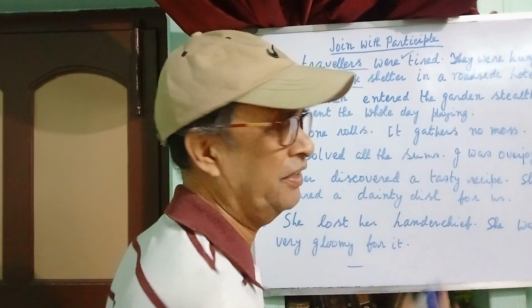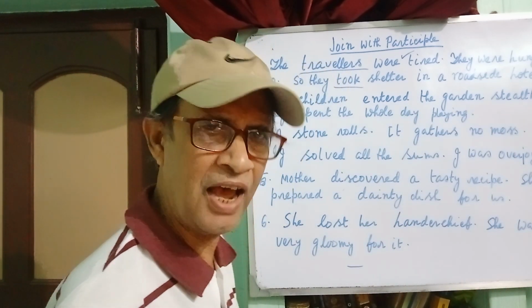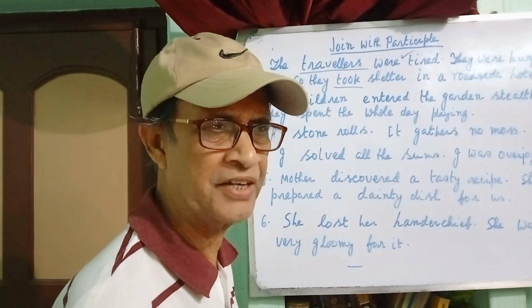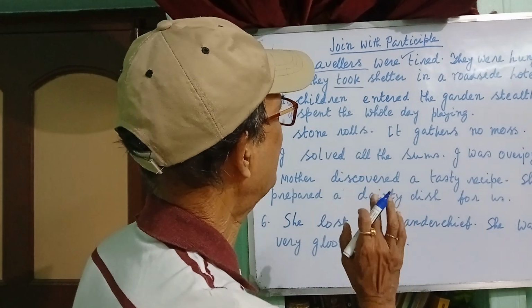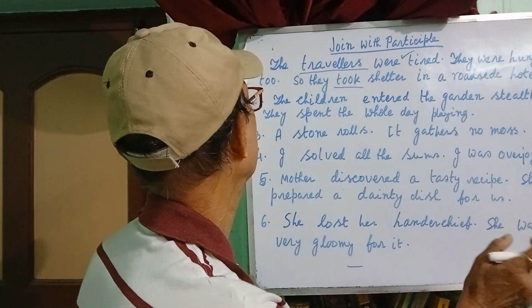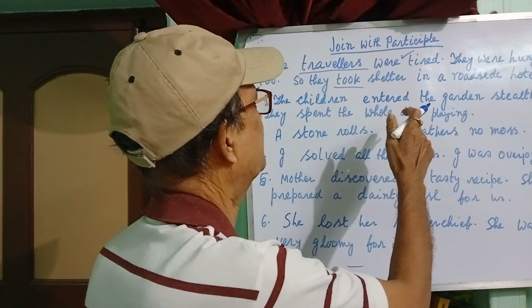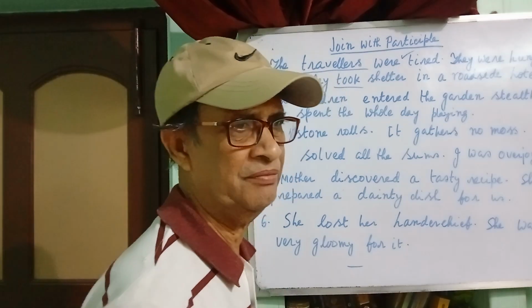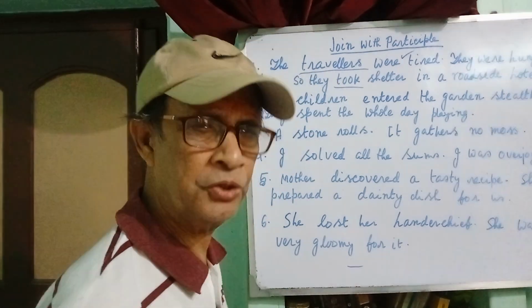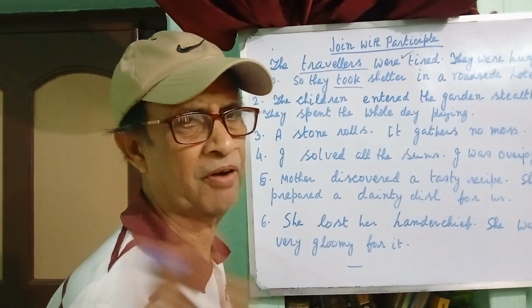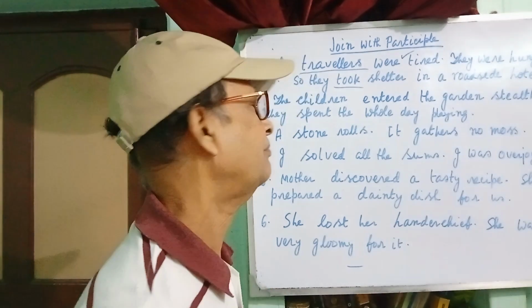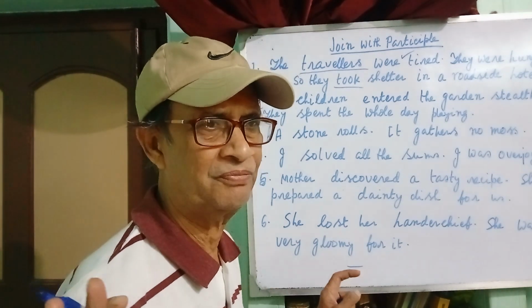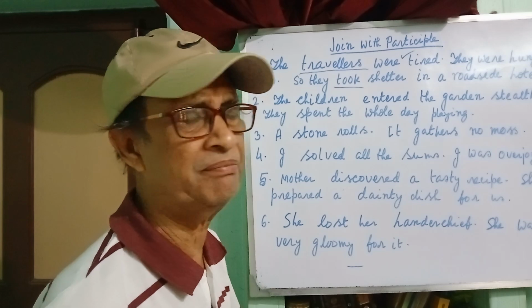Tired and hungry, it's a style of writing. Tired and hungry, the travelers took shelter in a roadside hotel. You are at liberty to omit both the verbs. Clear? Now, let us discuss the second item.